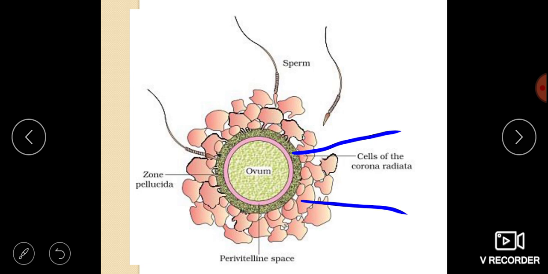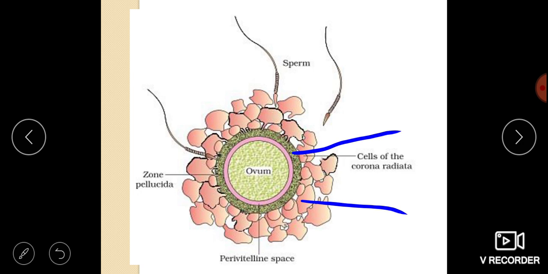Again, there is an anti-fertilizing effect, because the zona pellucida releases a chemical substance known as fertilizin. To oppose it, anti-fertilizin is released by the sperm, and finally it makes an entry into the ovum. Remember one more thing.